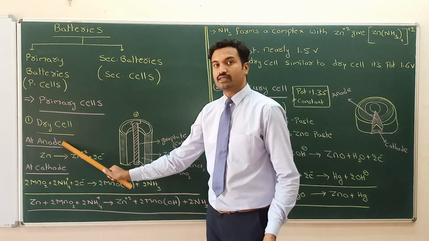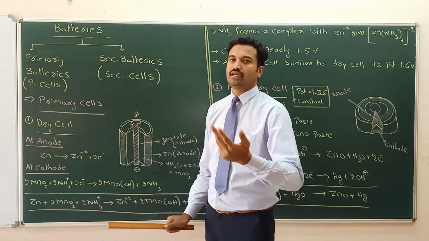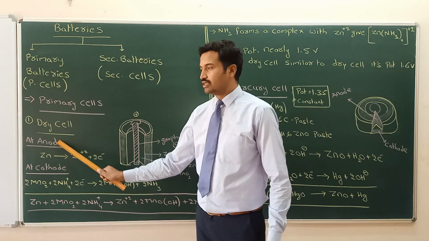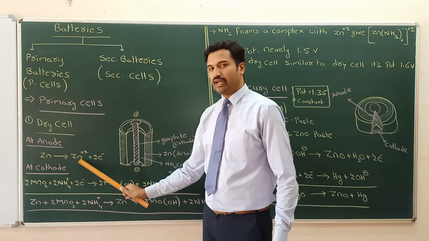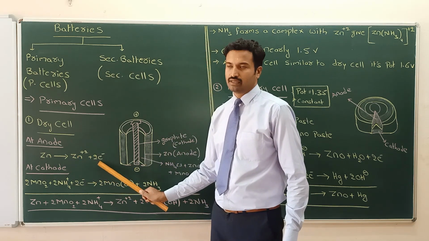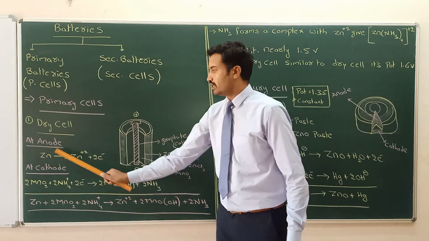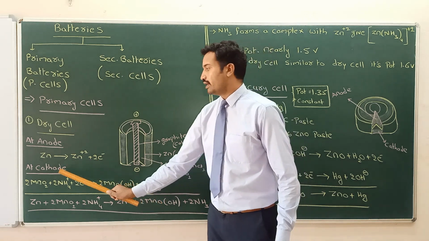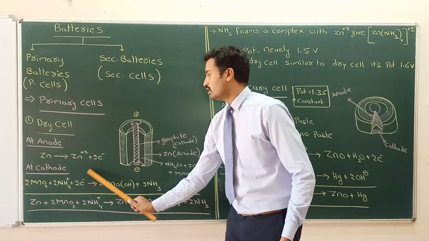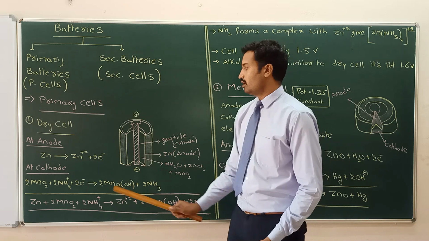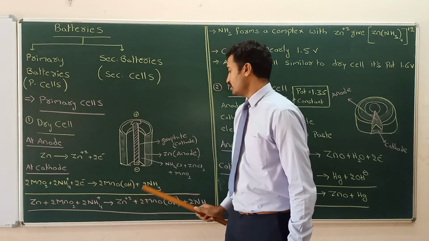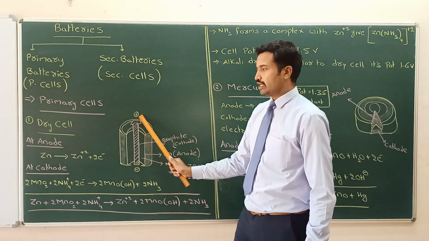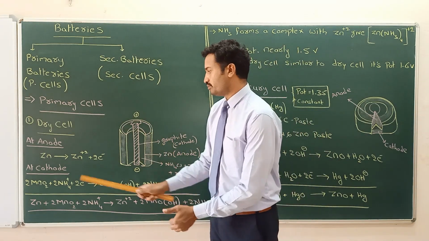At the anode, oxidation reaction means losing of electrons. Here the anode is zinc. At zinc, the reaction is Zn is converted into Zn2+ by releasing 2 electrons. So this is the oxidation. At the cathode, reduction, gaining of these 2 electrons. Reduction takes place at the cathode, at the graphite rod, represented with a plus sign. Now, this is the cathode.